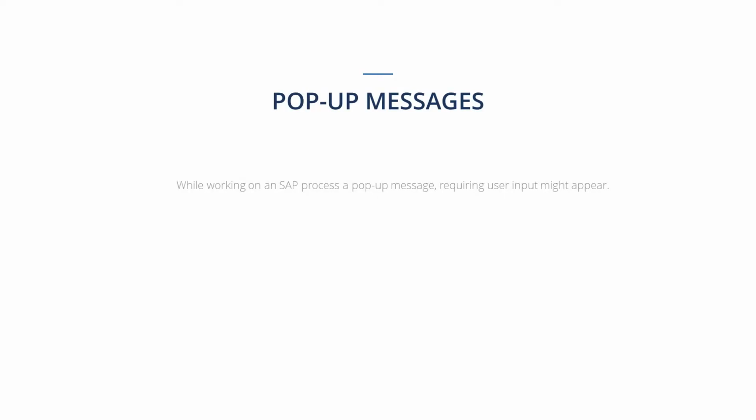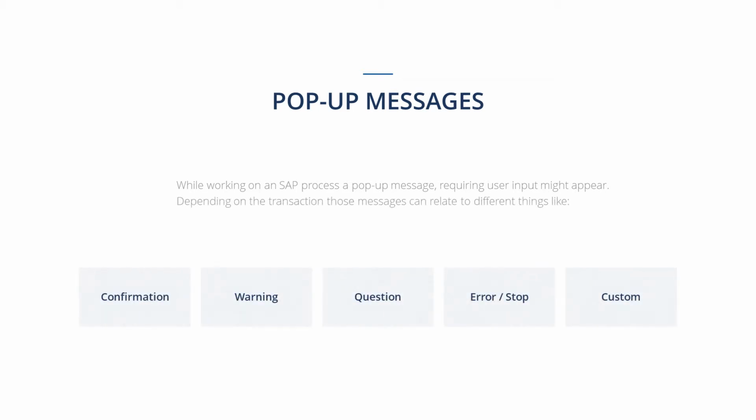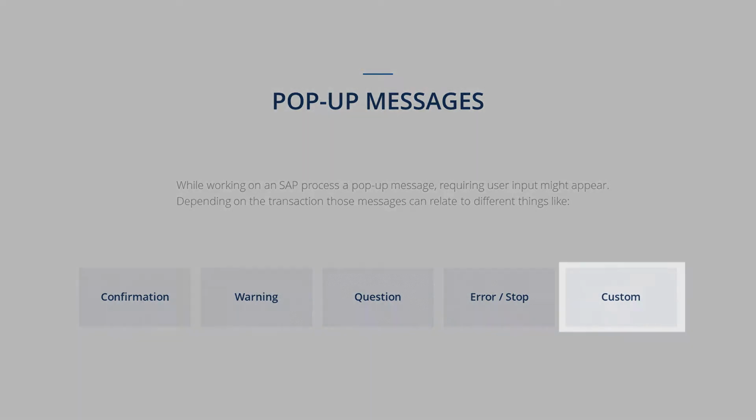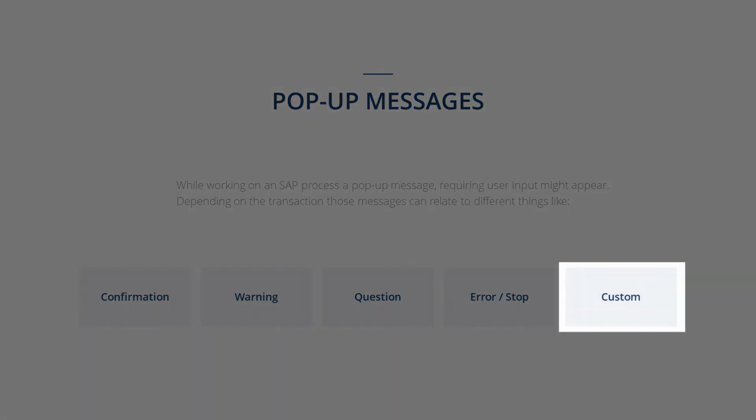Sometimes, when you are working on an SAP process, a pop-up window might appear. Pop-up messages can relate to a confirmation, a warning, or some other notice, depending on the transaction. There can even be some custom pop-ups made specifically for a transaction. How do you deal with SAP pop-up windows using Tosca?